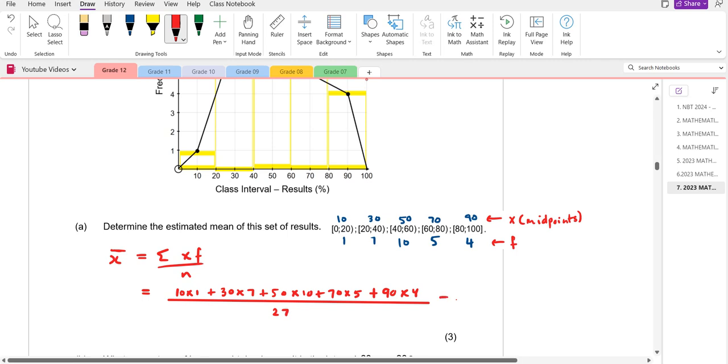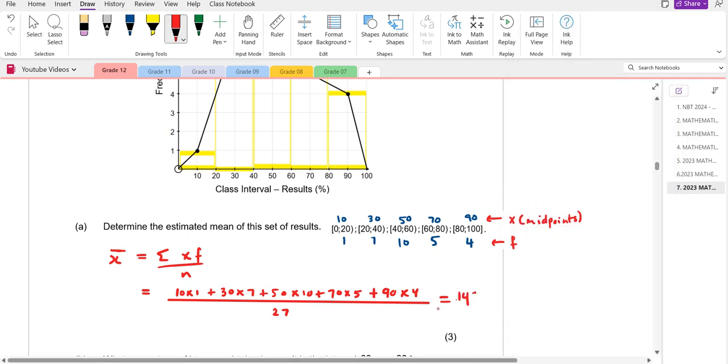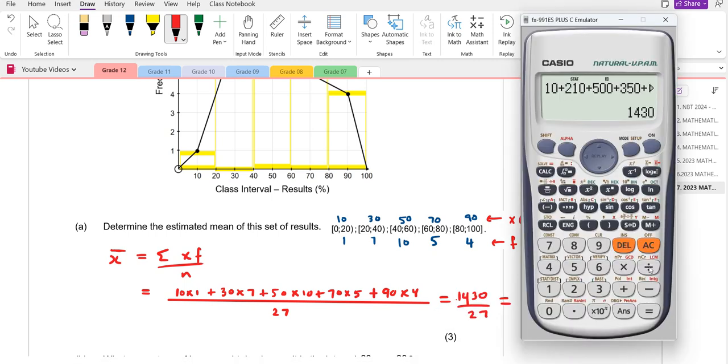Divided by 27, and I'm getting an answer of, let's work it out. So that's 10 plus 30 times 7 is 210, plus 50 times 10 is 500, plus 70 times 5, which is 350, plus 90 times 4 is 360. We're getting 1430, divided by 27. So 1430 divided by 27, and I've got an answer of 52.9.